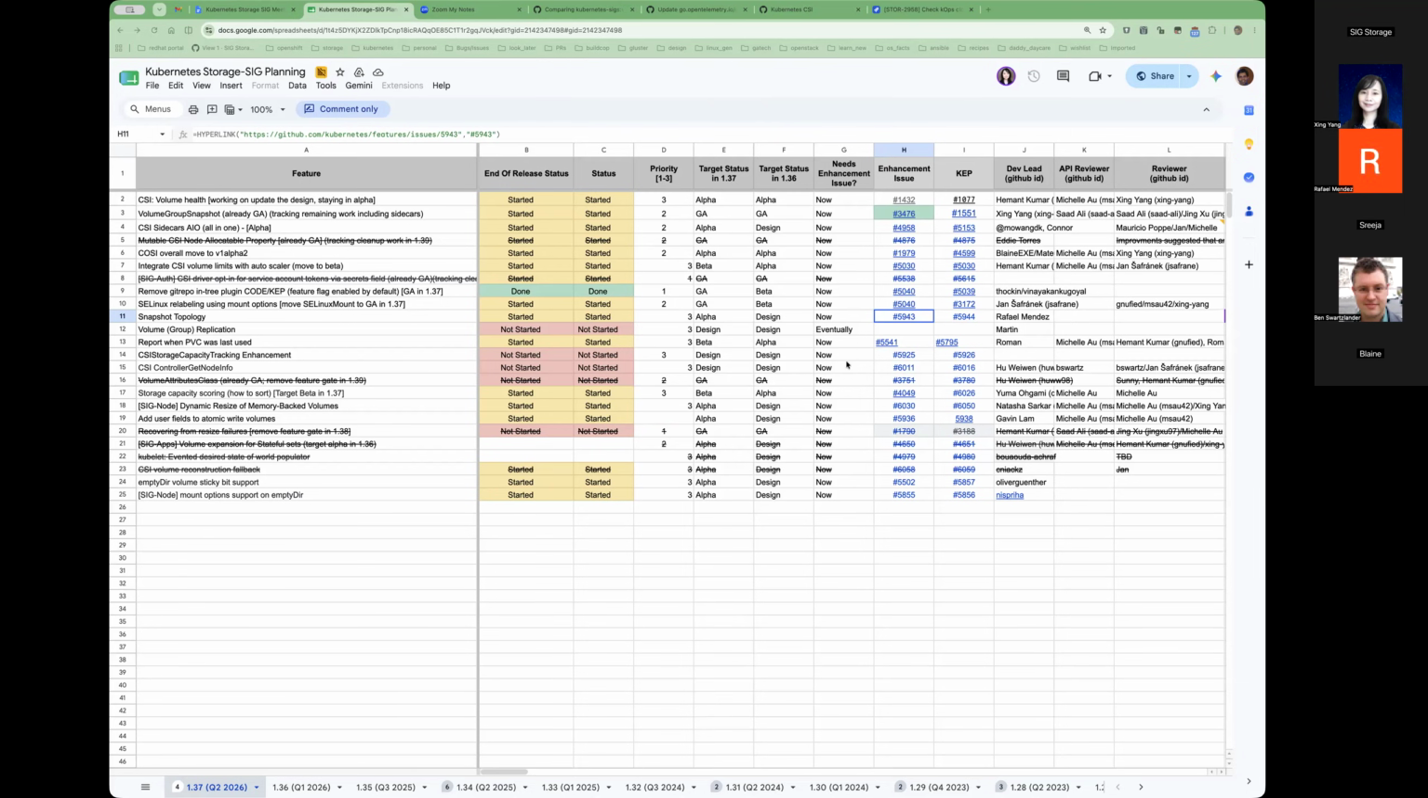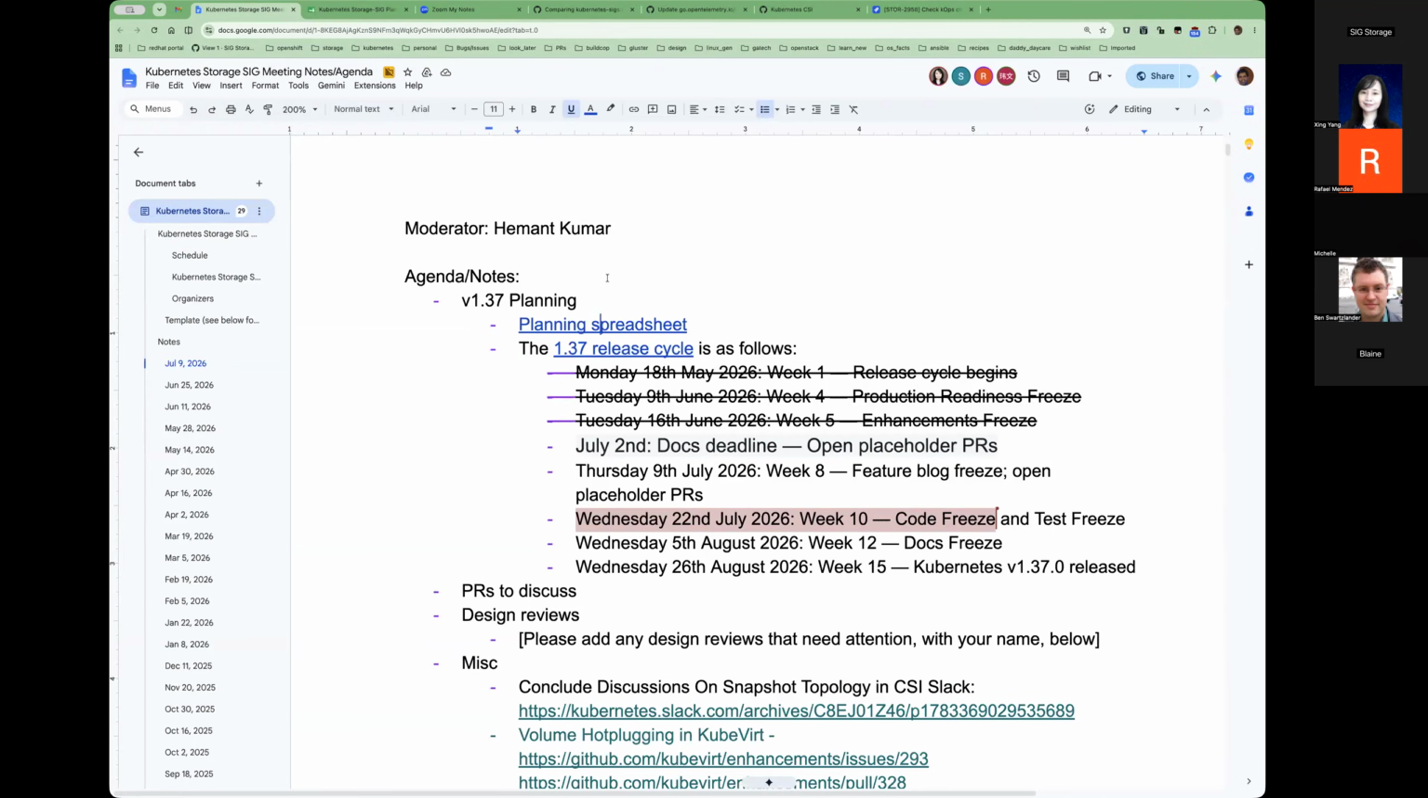So when do we need to get a CSI spec release? I think we need that before the code freeze, right? Because for volume health, we have these entry changes, Hemant. Yeah, for volume health we have the CSI spec changes, and for this, the topology. Code freeze is July 22nd. So before that, we need to get a CSI spec release.